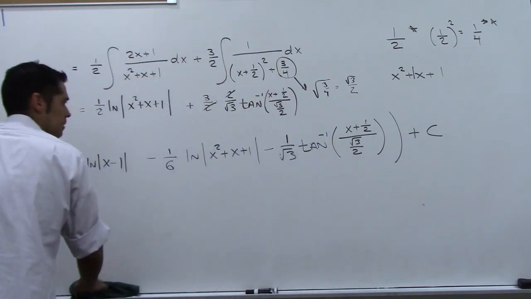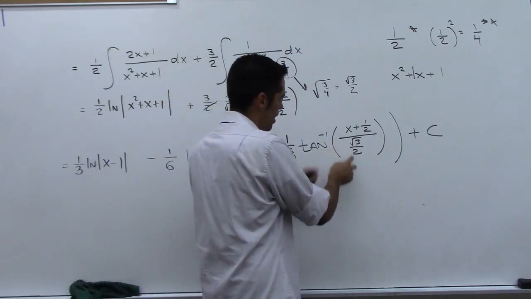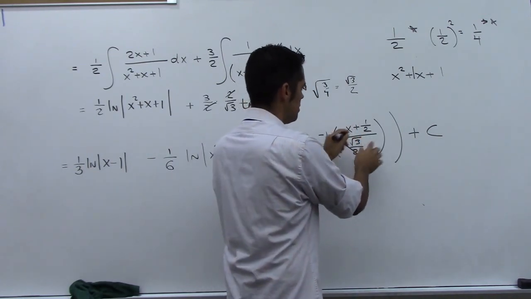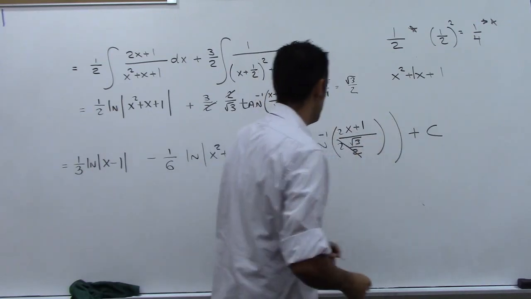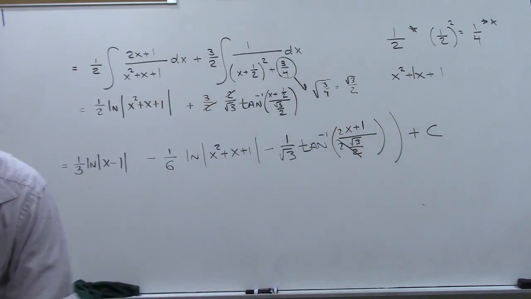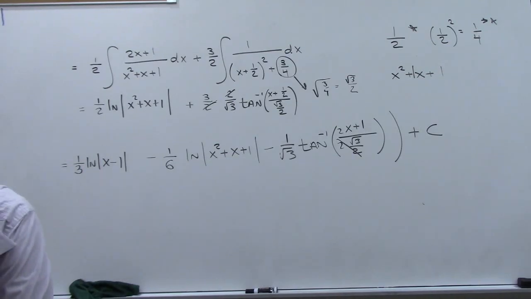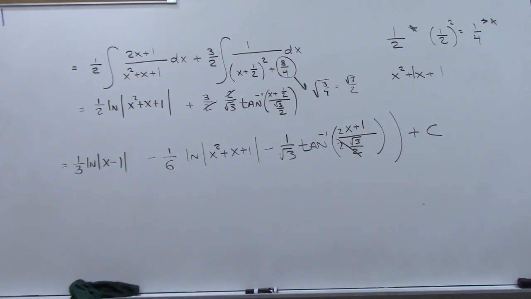And most likely, in the back of the book, what they're going to do is multiply 2 here and 2 here to get these 2's to cancel. And they'll distribute the 2 through here, so this will turn into a 2x plus 1. I'm guessing. I'm going to check it real quick. This is number 29. One-third natural log of x minus 1, minus 1/6 natural log of x squared plus x plus 1, minus 1 over root 3 arctangent. That's it.